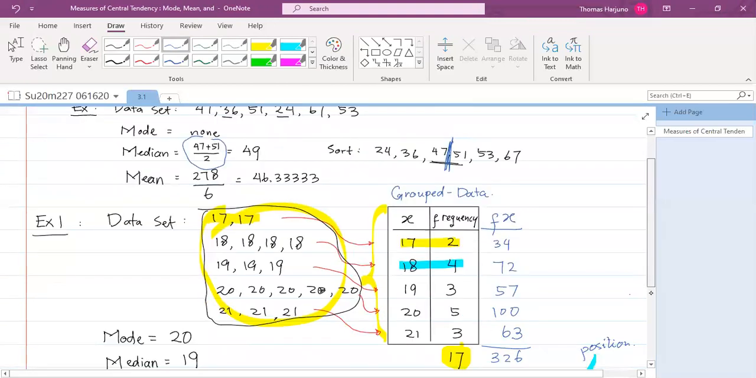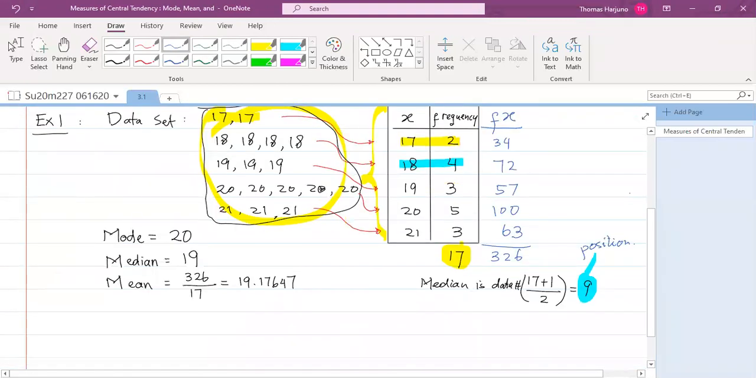But here, the median happens to be just data number 9, not between two data. You see? So if it is between two data, then yes, I have to write it as the midpoint of two numbers. But here it is just data number 9. So if the median is just one number, it's always one number, but you don't need to write it as the midpoint of two numbers.